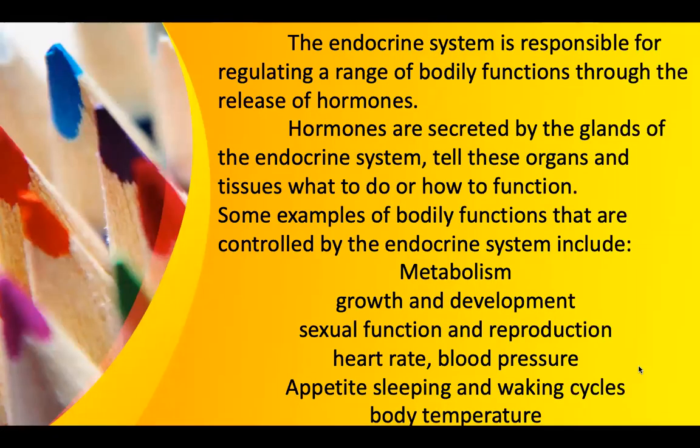What are the functions of the endocrine system? The endocrine system is responsible for regulating a range of bodily functions through the release of hormones. Hormones are secreted by glands of the endocrine system that tell organs and tissues what to do or how to function. Some of the bodily functions controlled by the endocrine system are metabolism, growth and development, sexual function and reproduction, heart rate, blood pressure, appetite, sleeping and waking cycles, and body temperature.